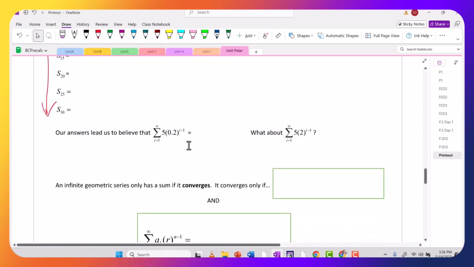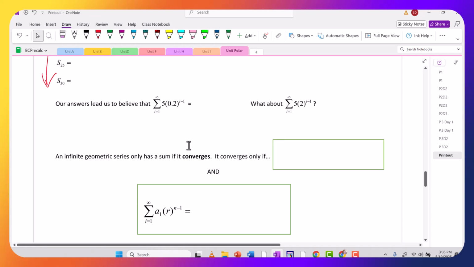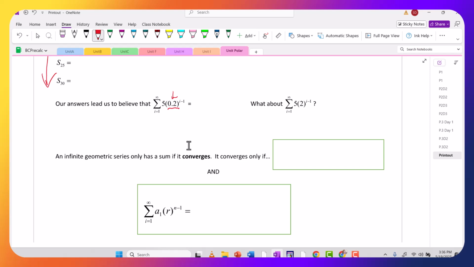I'm just going to get to the brass tacks of it. This series converges because this R value is between 0 and 1. So the R value, absolute value, whenever it is between 0 and 1, you will have a convergent series. This one diverges because you're taking 2 times each term.